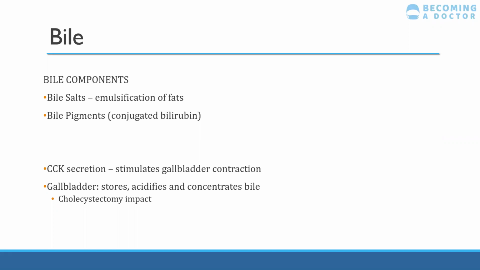The way the whole emulsification works is when you eat any fatty food, this stimulates your small bowel to secrete an enzyme known as CCK. And this enzyme stimulates your gallbladder to contract. And your gallbladder is where your bile is stored. It's also acidified and concentrated in the gallbladder as well.